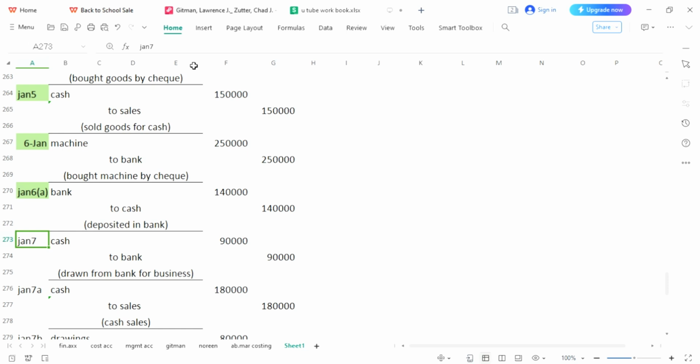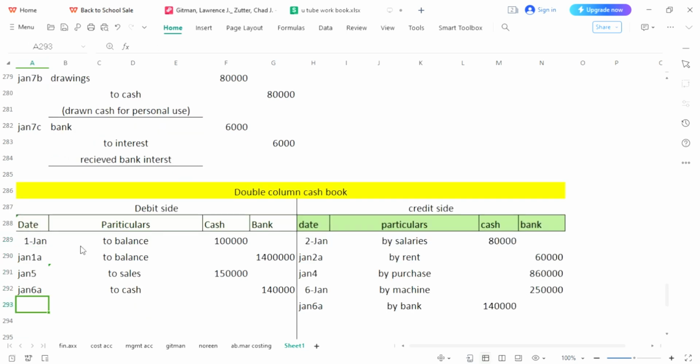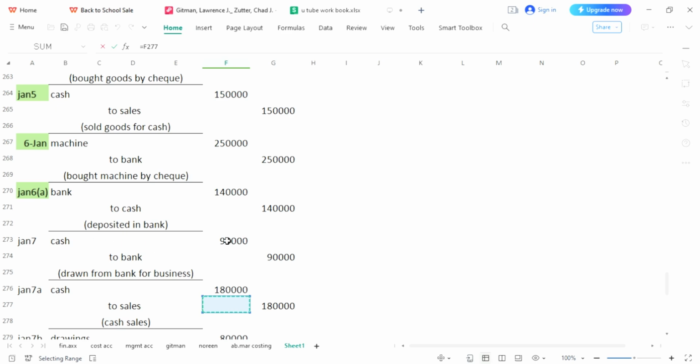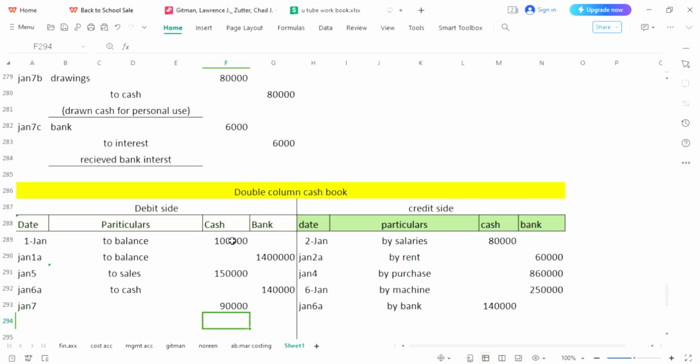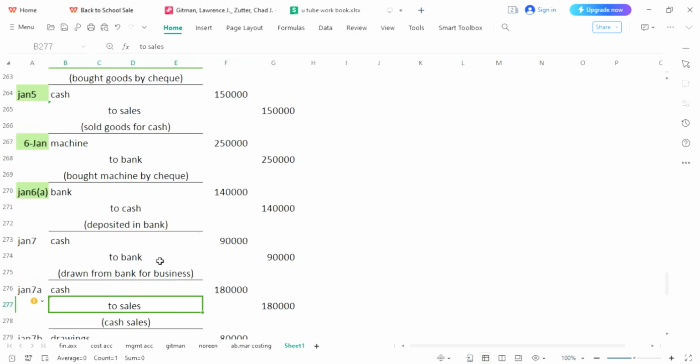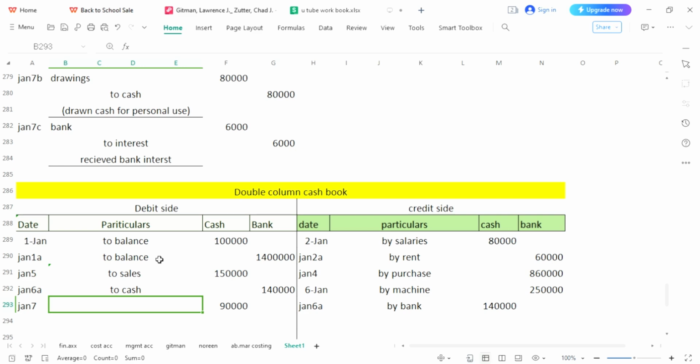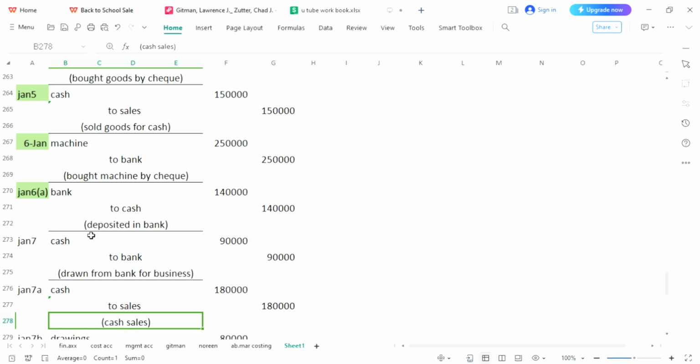Now let's see what January 7 is saying. Again, you can see cash and bank both are present in the same entry. So this is also a contra entry. There will be two effects. First effect, you can see cash is present on debit side. So you will go and write January 7, and cash is present on debit side, and look here, cash is debited 90,000, so you will write 90,000 at debit side. And what is written on the opposite side? To bank, so you will mention to bank. One aspect of this entry has been completed.